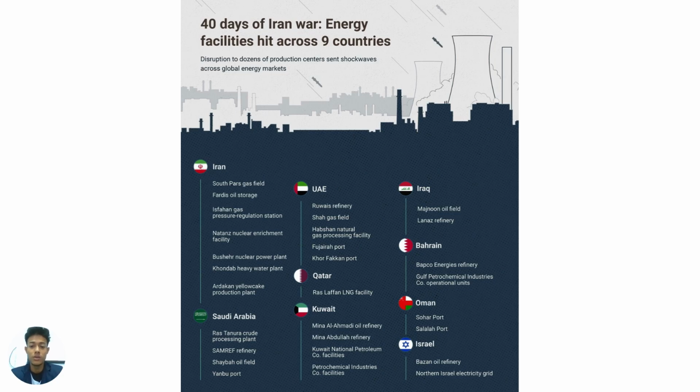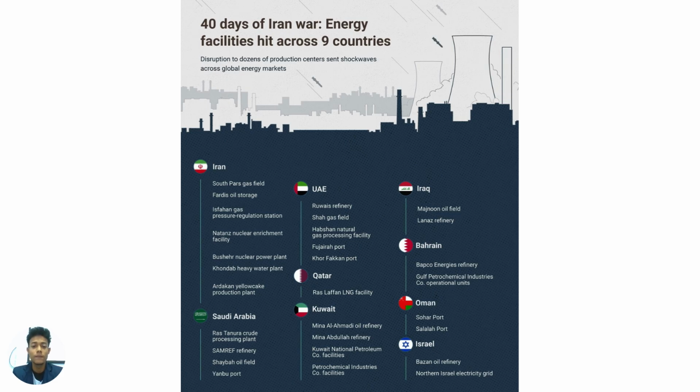Now, to better understand why oil prices are rising, let's look at this infographic. This infographic shows the impact of the Iran war over 40 days, where energy facilities were hit across 9 different countries. We can see that the attacks are not limited to one country, but spread across key oil producing regions such as Iran, Saudi Arabia, the UAE, Iraq, Qatar, Kuwait, Bahrain, Oman, and etc. Each country listed here has important energy infrastructure, including oil fields, refineries, gas facilities, and ports.